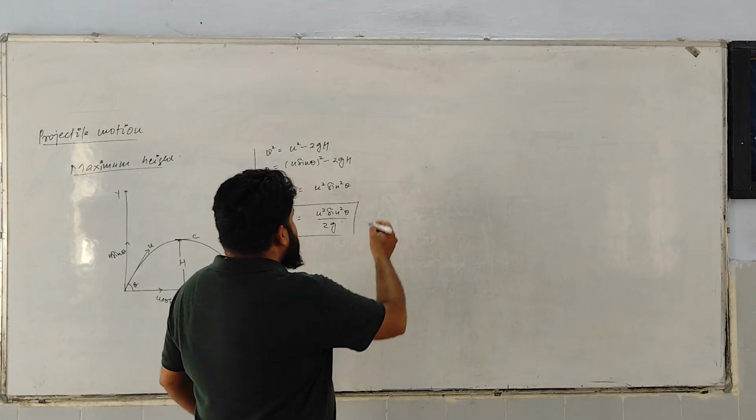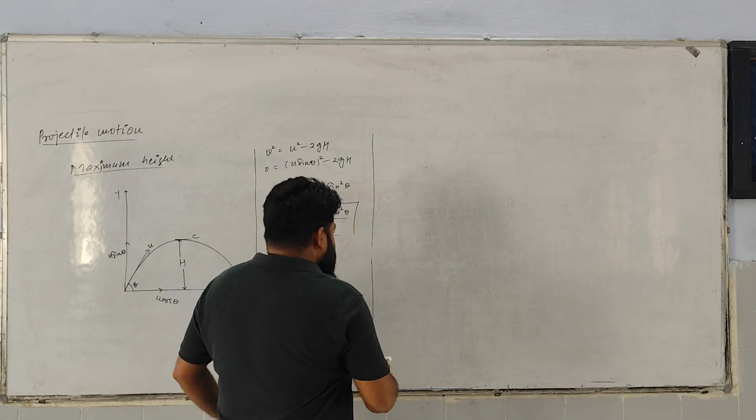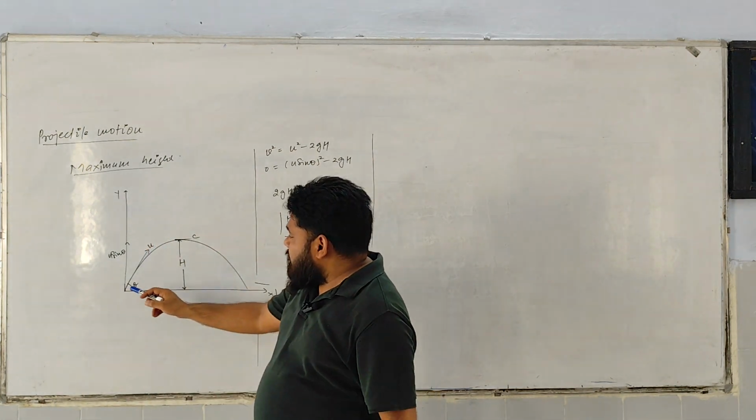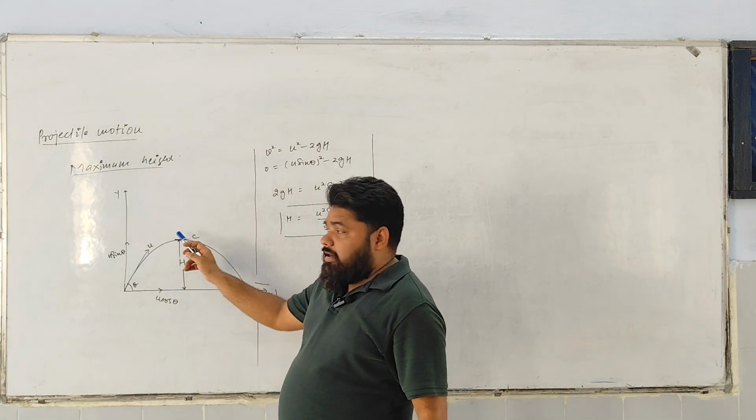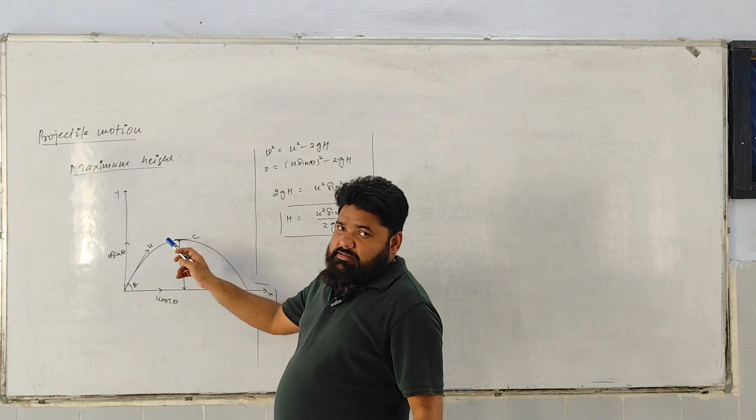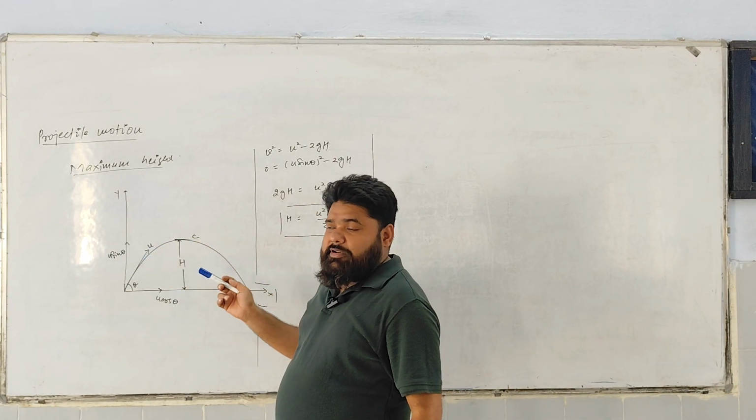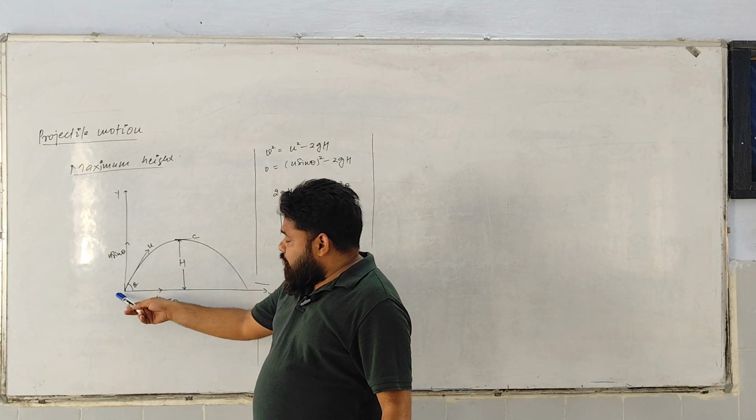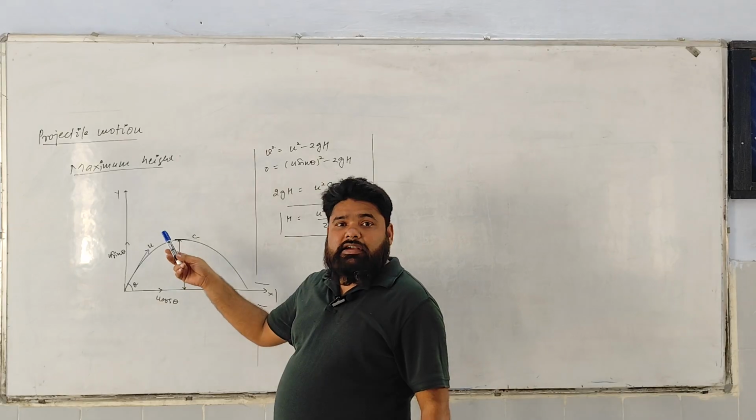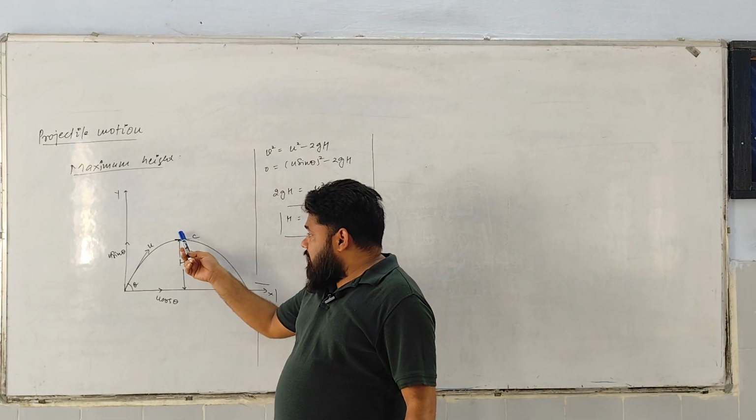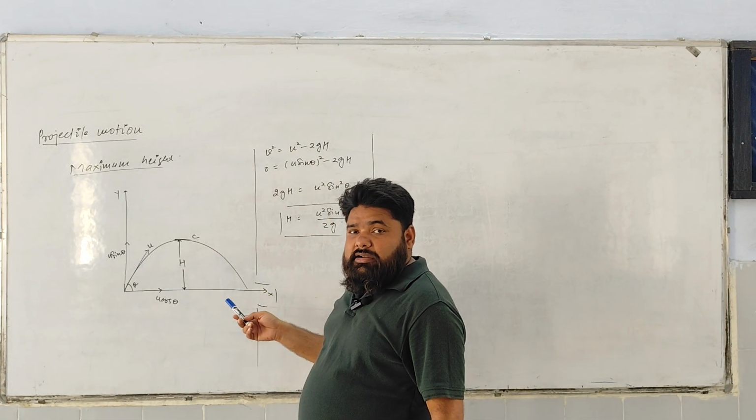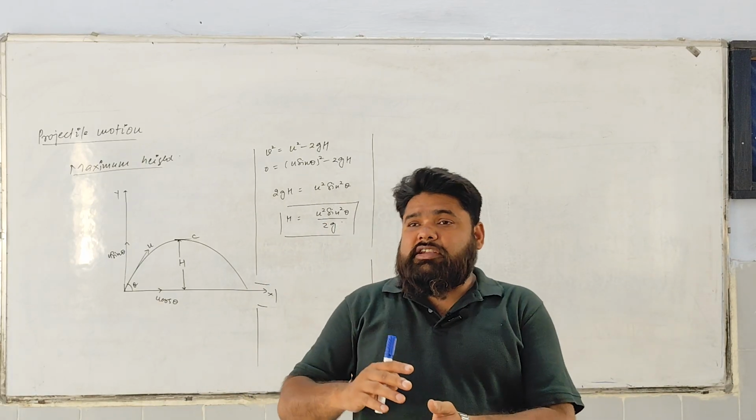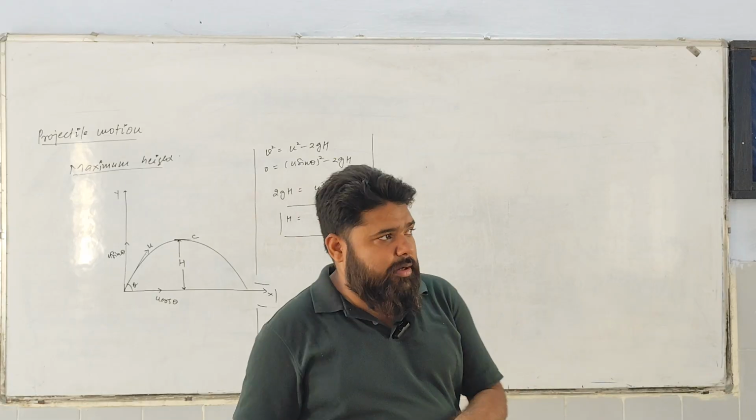To find the time of flight, it is easy: just find the time when the object reaches the maximum height, and twice that time is the time of flight. That is, the time the object takes from projection to maximum height is the same time it takes from maximum height to the ground. That means the time of ascent is equal to the time of descent. So just find the time of ascent and double it, and that is the time of flight.